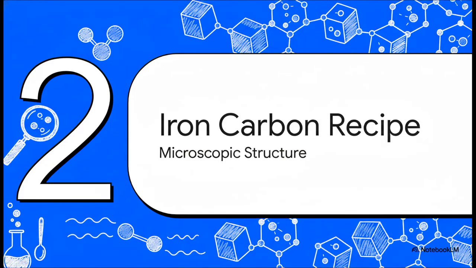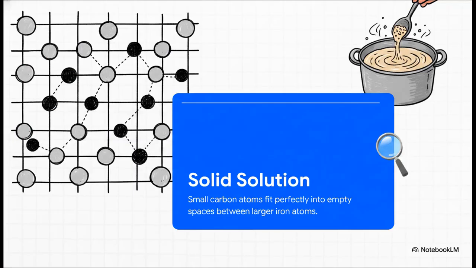Next up, the iron-carbon recipe. Because to truly understand why it's so adaptable, we really have to look at how it works on a microscopic scale. Check out this concept of an interstitial solid solution. So think of pure iron as a grid of large, uniform atoms. By themselves, they can slide past each other relatively easily, which actually makes pure iron kind of soft and not very useful for heavy construction.